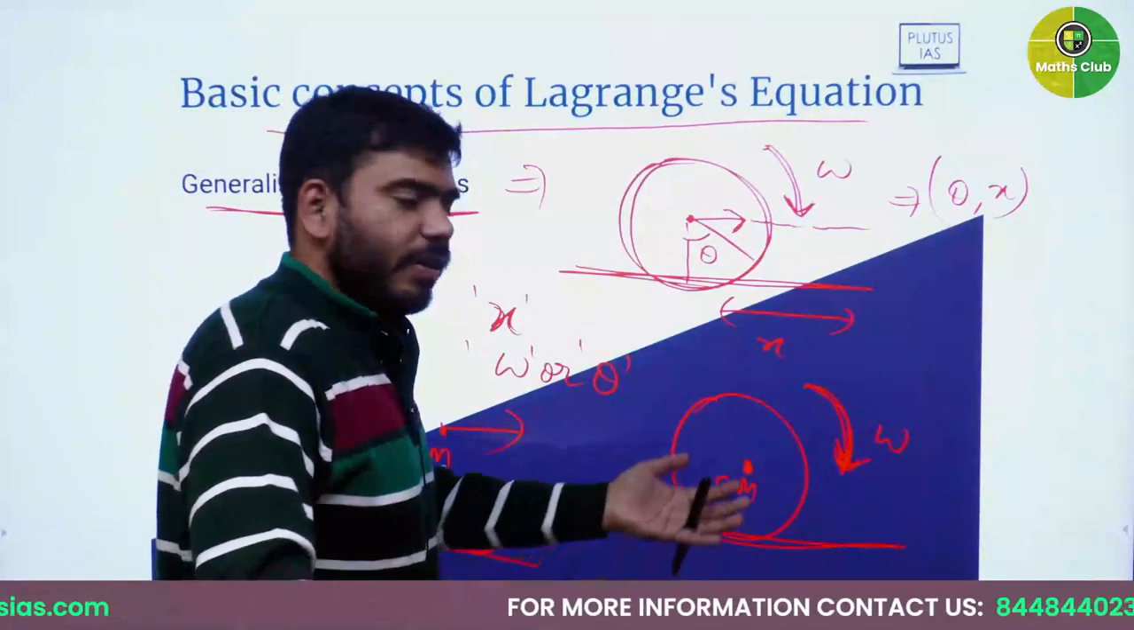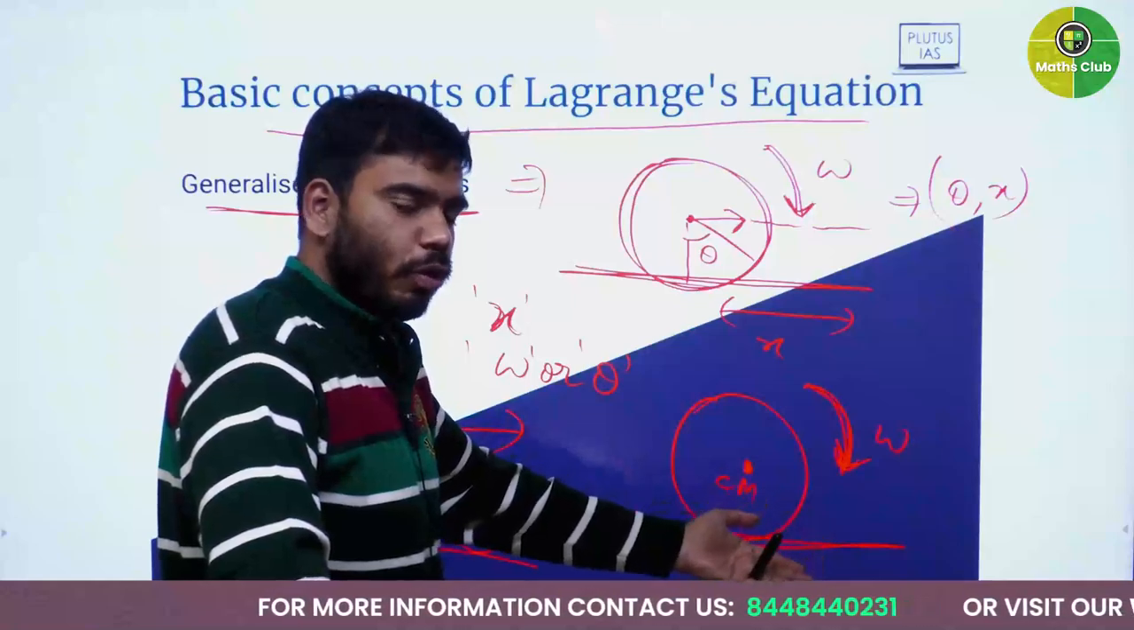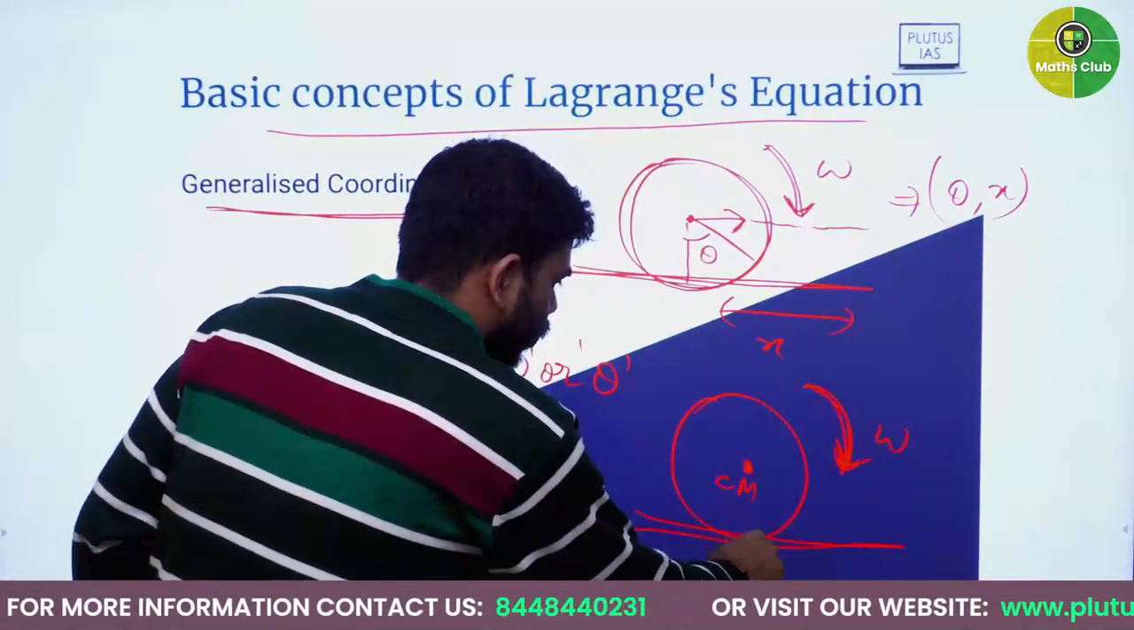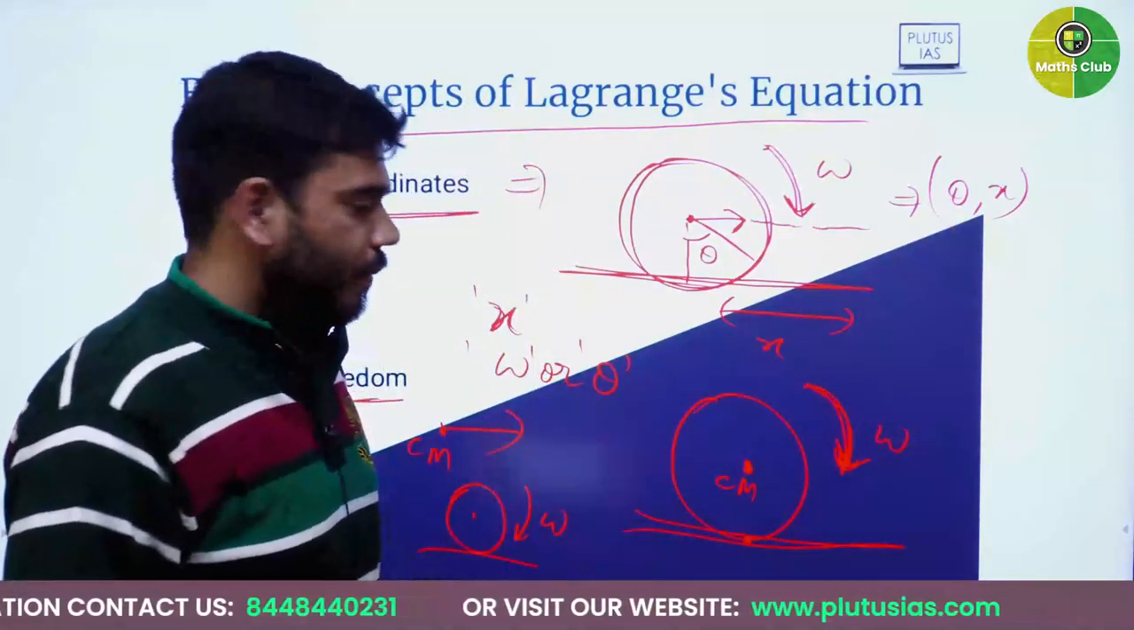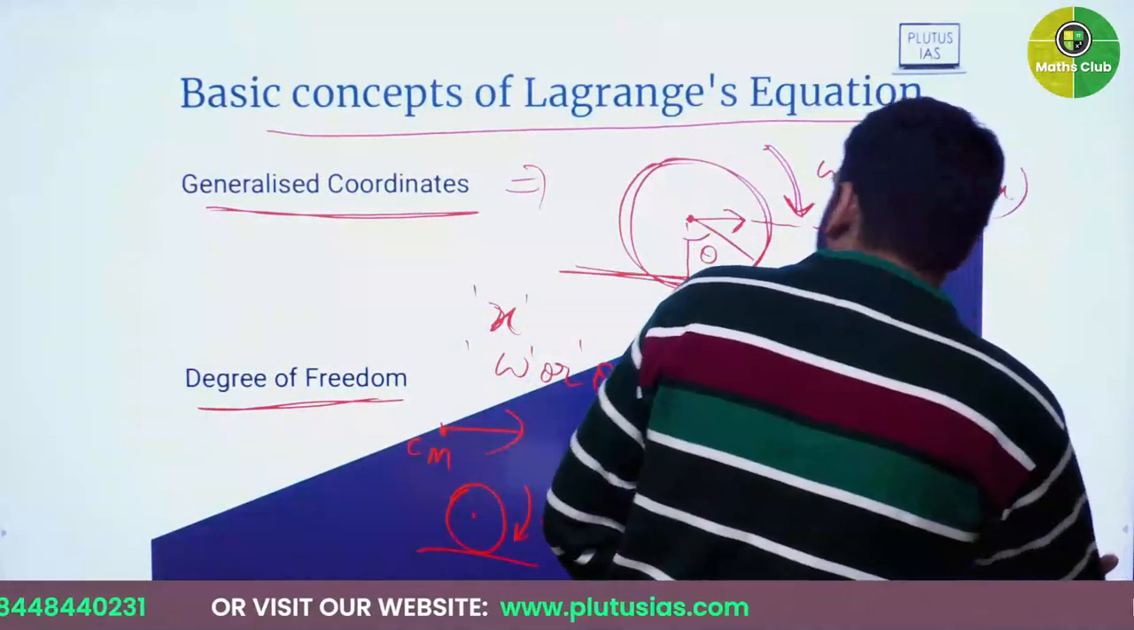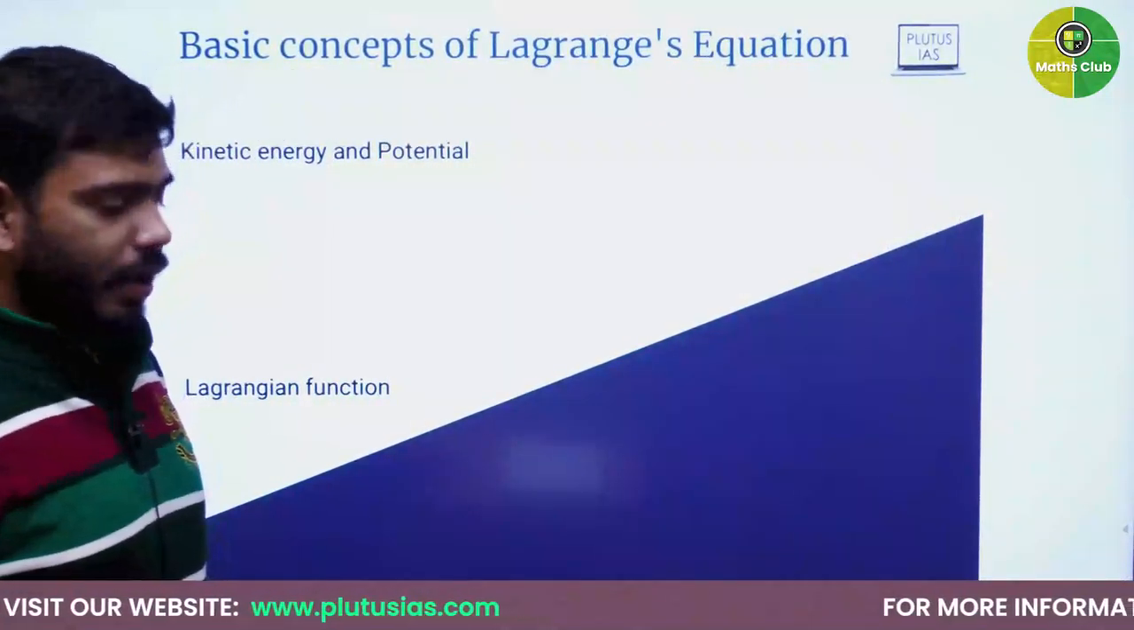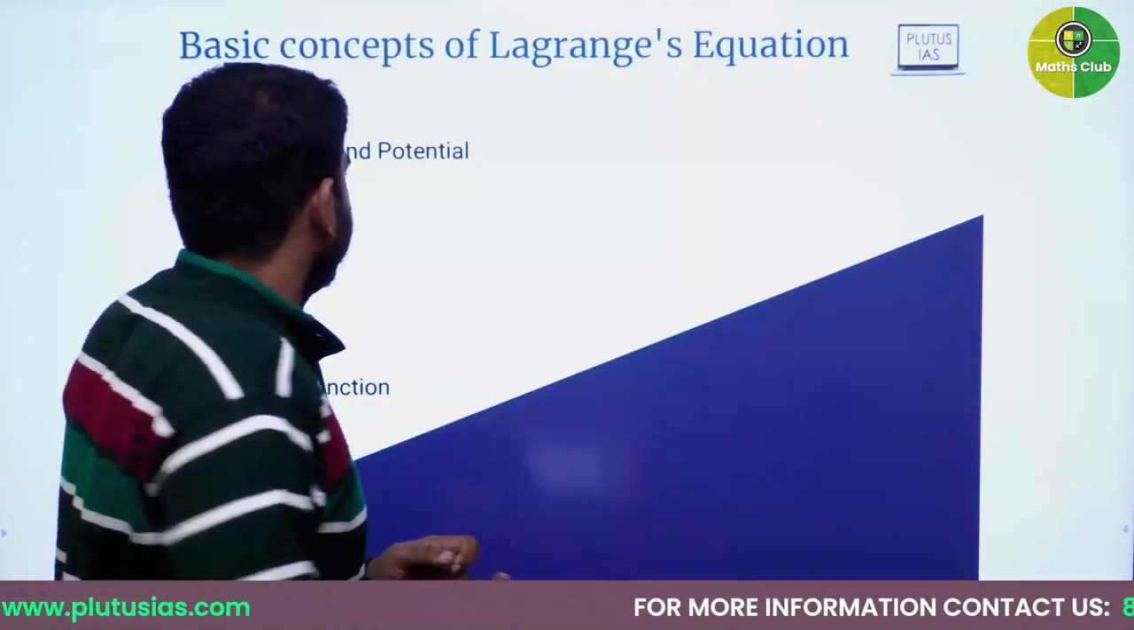And if someone is from physics background, this kind of motion is called pure rolling, where this lowermost point is not slipping over the surface. So degree of freedom here are two, right? Then we are discussing basic concepts of this Lagrangian equation.